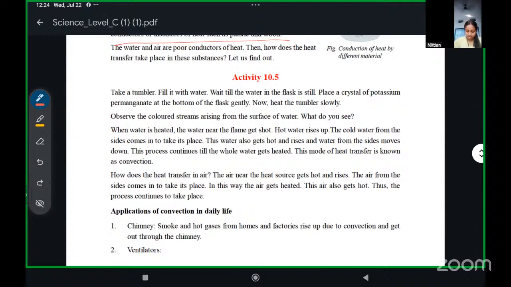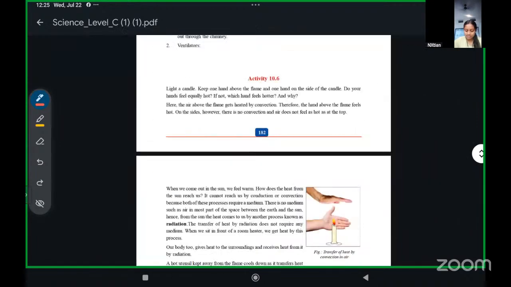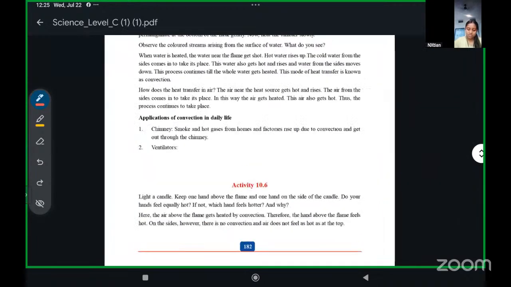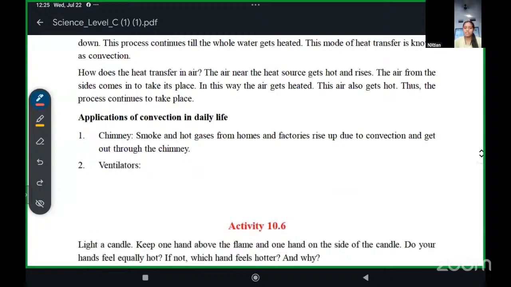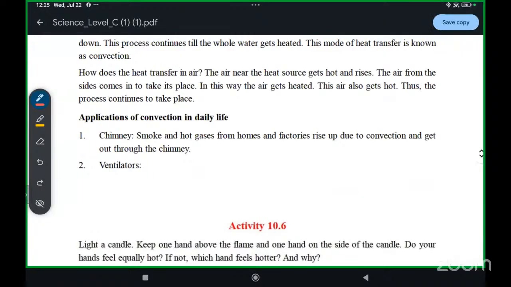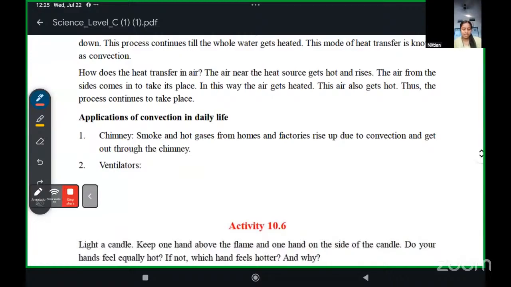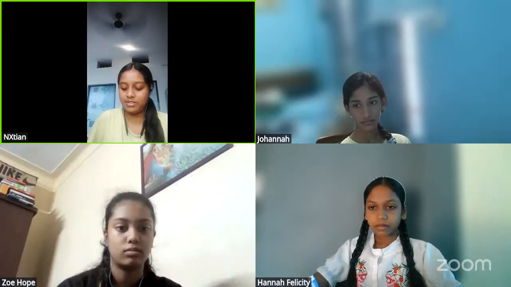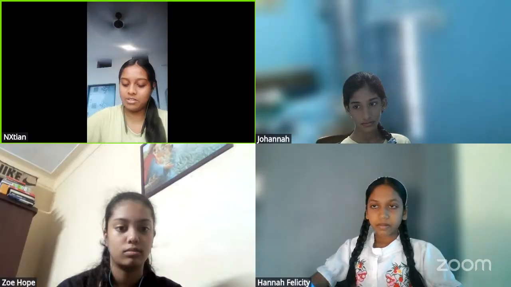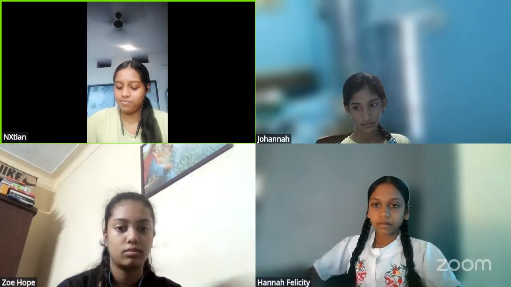This mode of heat transfer is known as convection. Convection is used in chimneys and ventilators. We have a video on convection to show you.